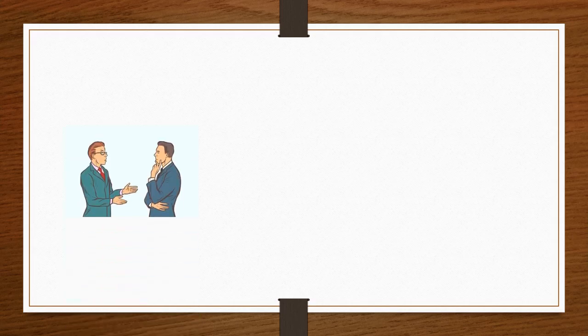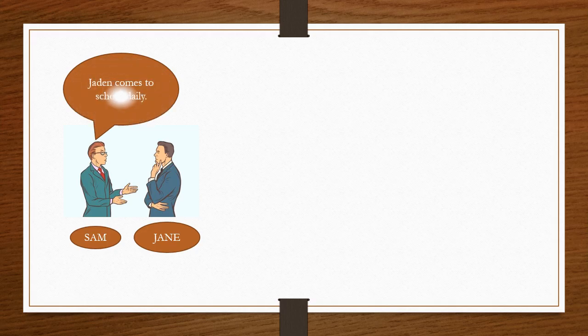Now, I will explain the difference between the two. See the picture. There is a conversation between 2 people. One is Sam, the second one is Jane. And from the picture you can clearly understand that Sam is saying something to Jane. Now what is Sam saying? That Jaden comes to school daily. Okay, this is one picture.